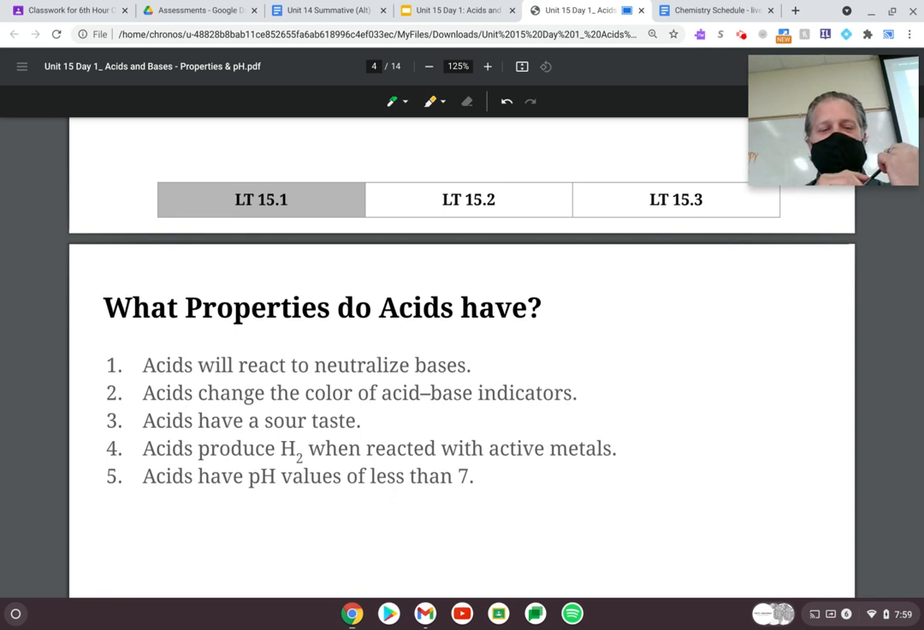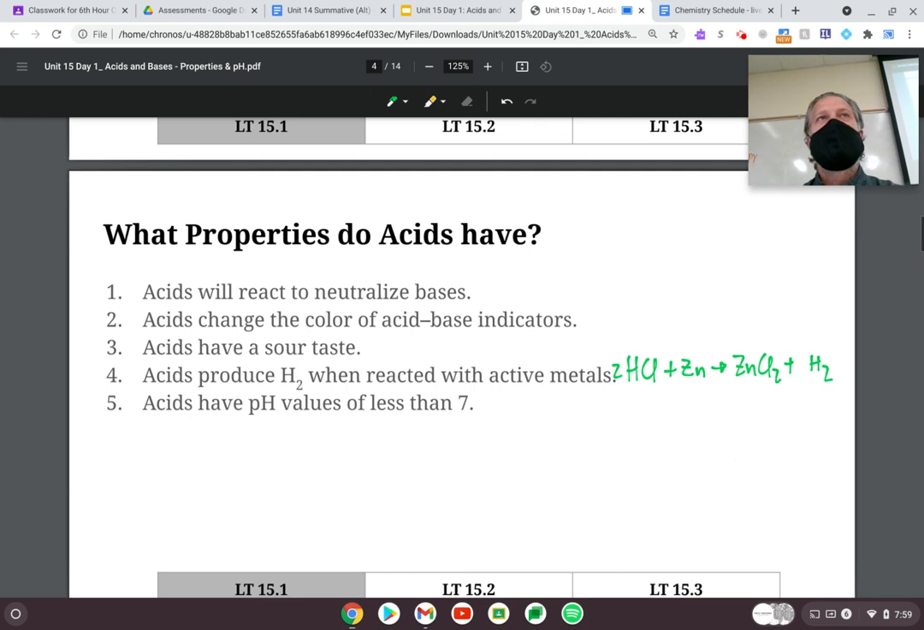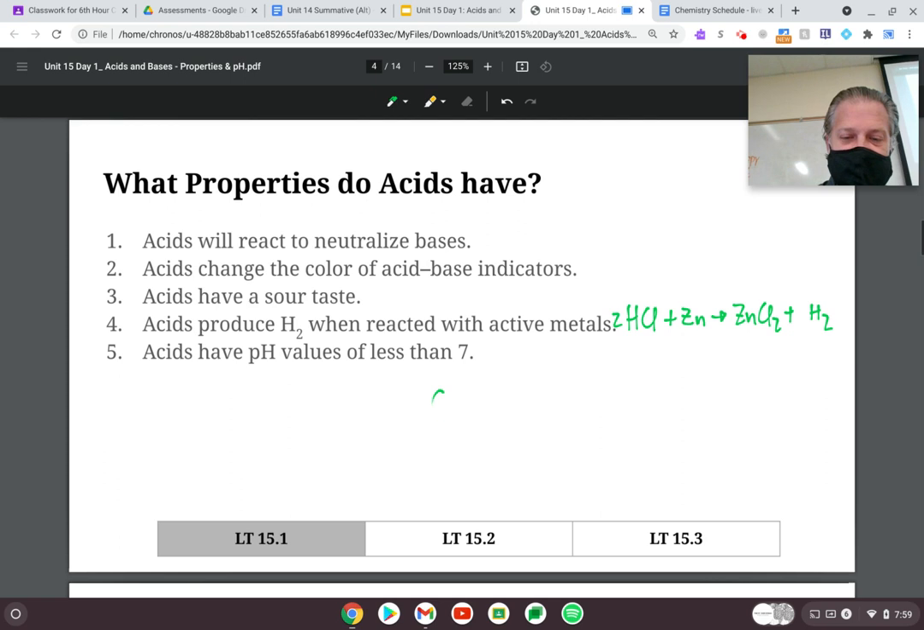Okay. Acids produce hydrogen when reacted with active metals. So what does that mean? That means something like if I take hydrogen chloride, which is an acid, HCl, and I mix it with something like zinc, just zinc metal, I will produce zinc chloride and hydrogen gas. And we did a demo like that a long time ago. It feels like forever ago, but it was earlier this school year, where when we did that demo, what ended up happening is that we had produced a little bit of hydrogen gas. So I think I balanced that correctly. And then lastly, acids have pH values less than 7. And we're going to talk about pH in a little bit. But basically anything from a pH of 0 all the way to like 6.9 would be considered acidic.